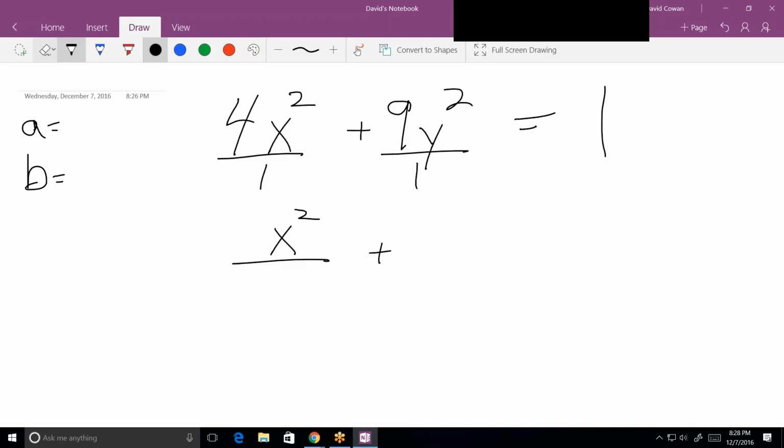Four. Is that the same as what I got? No, it isn't. That's what you have to ask yourself. Is it 1/4? Yeah. In other words, the way I get that is by dividing top and bottom by 4. When I divide the top by 4, I get 1. But when I divide the bottom by 4, I get 1/4. Same with the 9. That becomes y squared over 1/9.